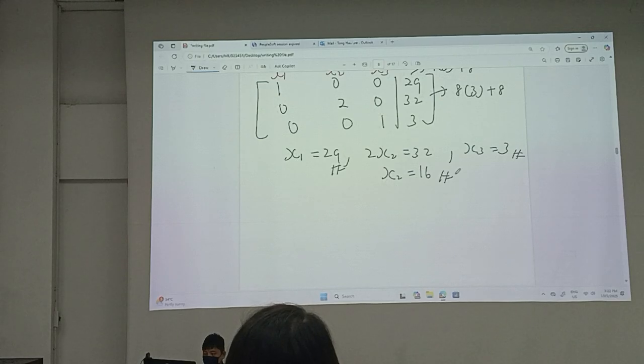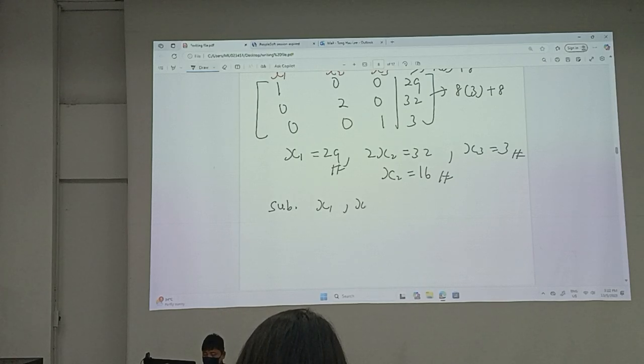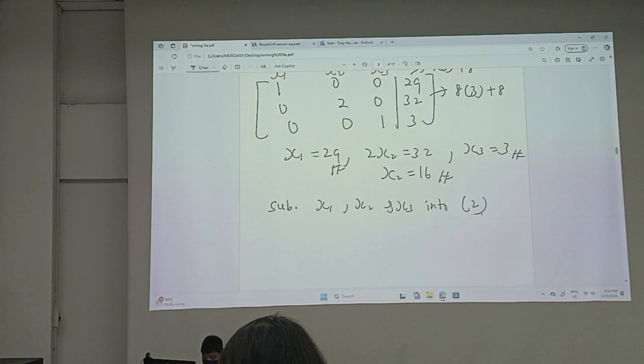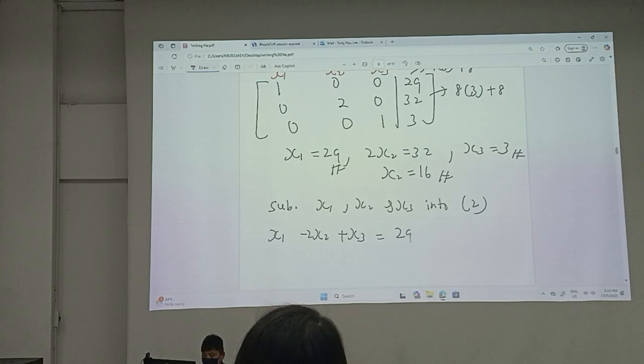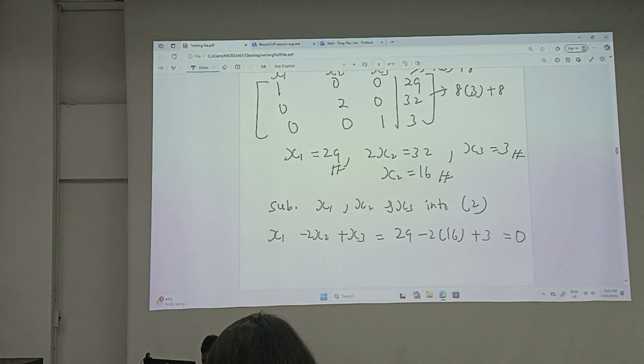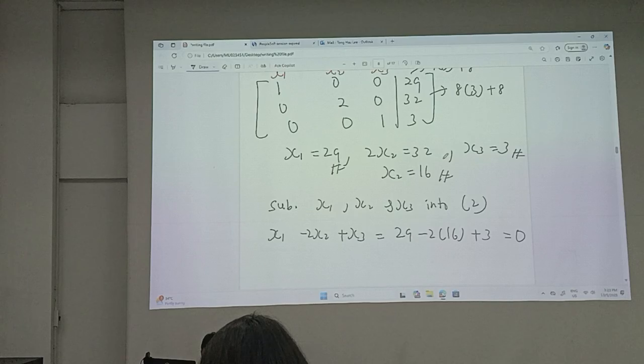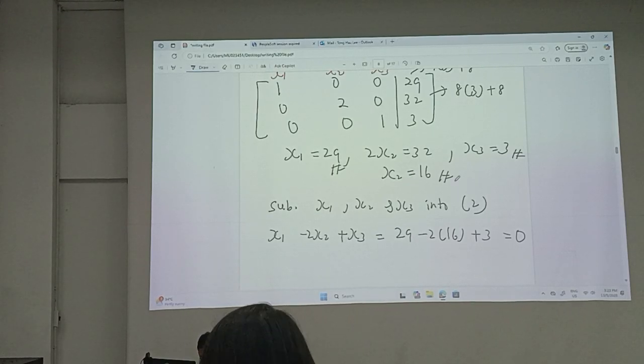Okay? So, for example, we sub in S1, S2, and S3 into equation number 2. S1 equal to 29, S2 equal to 16, plus 3, equal to 0. Right? Okay, so which means your answer is correct. You don't have to check all the steps anymore. Once you confirm your final answer, all correct.